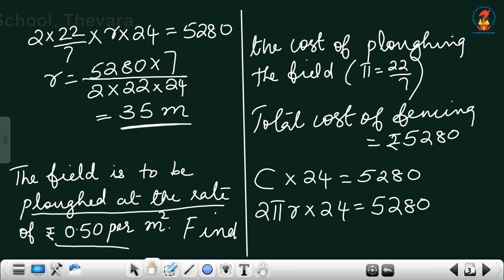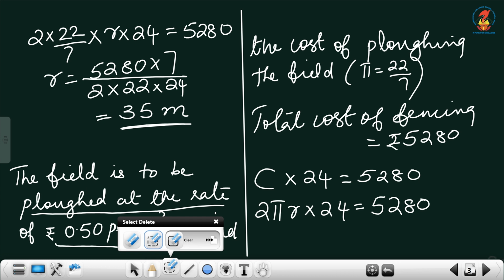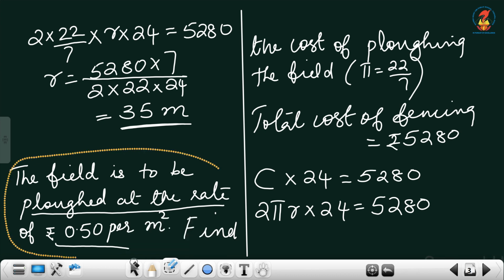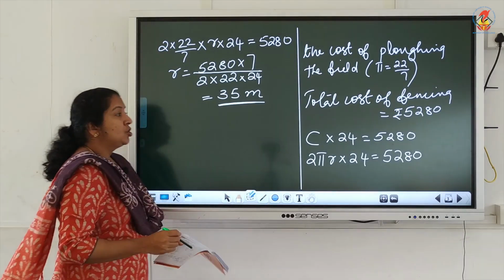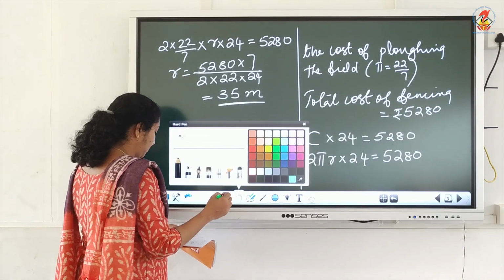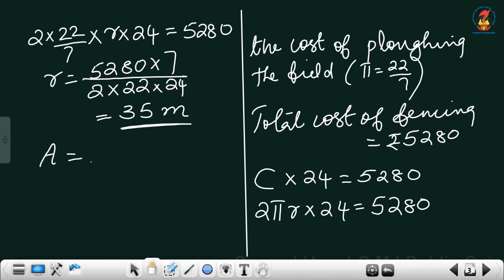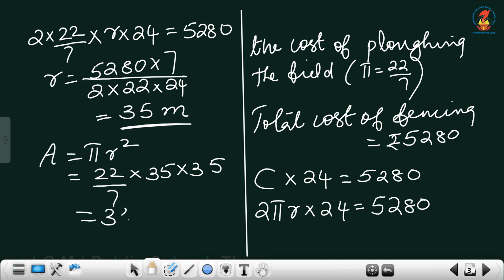What do you have to find? The cost of plowing the field at the rate of 0.50. So, what we need is the area. Area is equal to pi r square, so it is equal to 22 by 7 into 35 into 35, which is equal to 3850 meters square. This is the area.